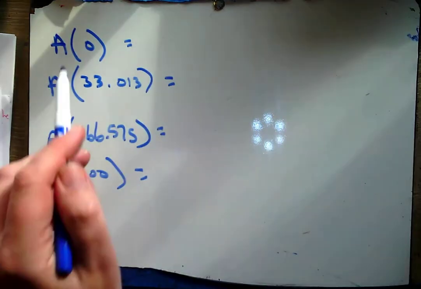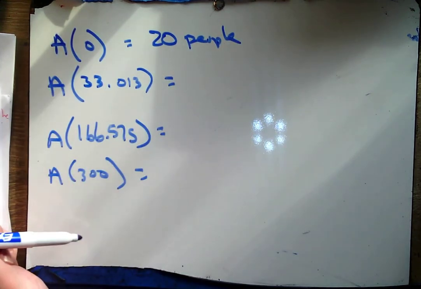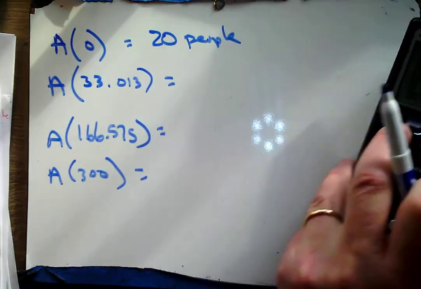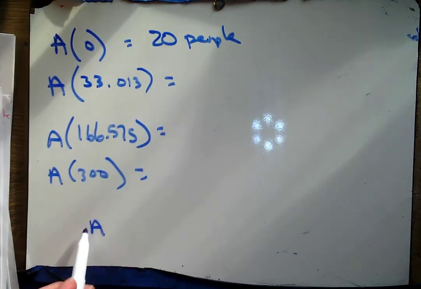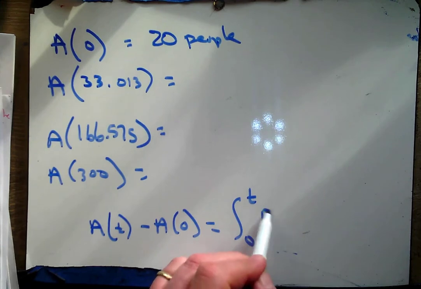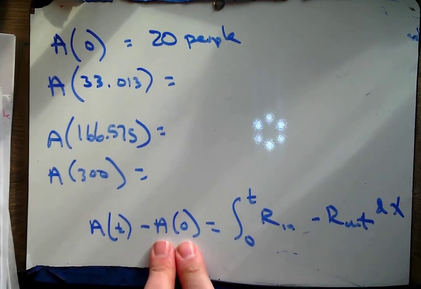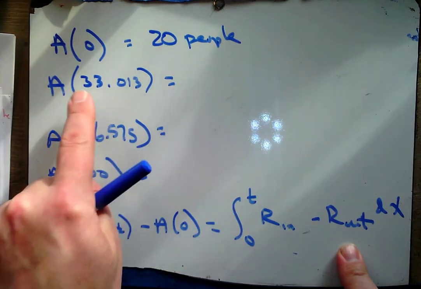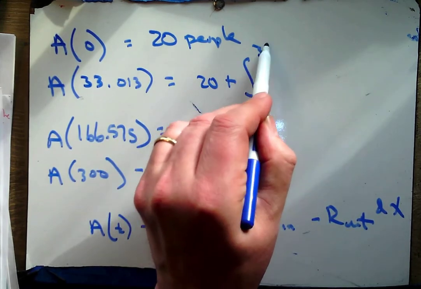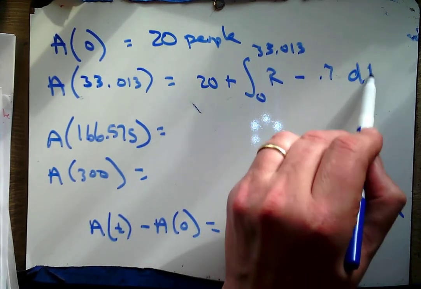Now, we know this number because they gave it to us in the stem of the problem, 20 people. But what about these others? Okay, well, I think we already figured this one out, 300. But here's what I'm really thinking about. I'm really thinking about this amount function. Amount of t minus amount of 0 equals the integral from 0 to t of rate in minus rate out dx. Okay? So I'm going to add that initial amount to these integrals. So this is going to be 20 plus the integral from 0 to 33.013 rate in minus the rate out dt.